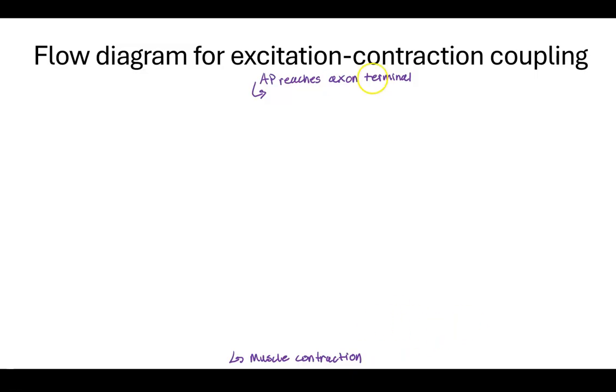Okay, so action potential reaches axon terminal. This causes the opening of voltage-gated calcium channels, right, opening in response to the depolarization. If voltage-gated calcium channels open, this causes calcium to enter. Calcium enters the axon terminal. Okay, calcium's role in the axon terminal is to trigger exocytosis.